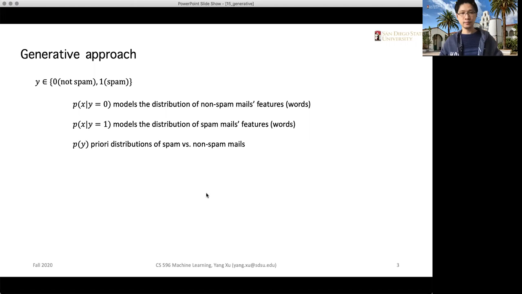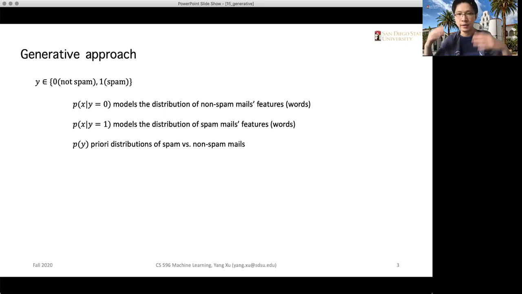That is, without seeing any features, I would say that is the base probability of spam versus non-spam mails.